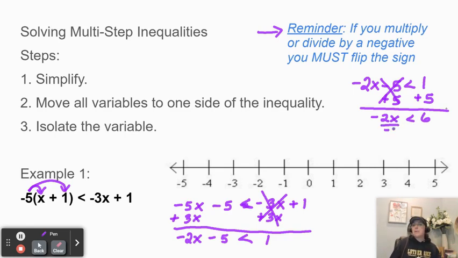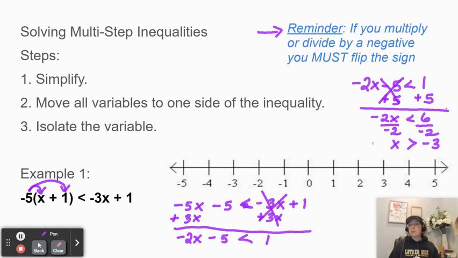Now we're ready to get rid of that multiplying by -2. So we're going to divide both sides by -2. Now remember, the flip rule says when we multiply or divide by a negative number, we've got to flip the inequality. So now I have x is greater than -3. That's important. We have to make sure we flip that inequality.